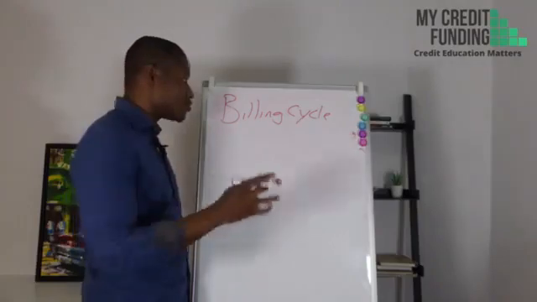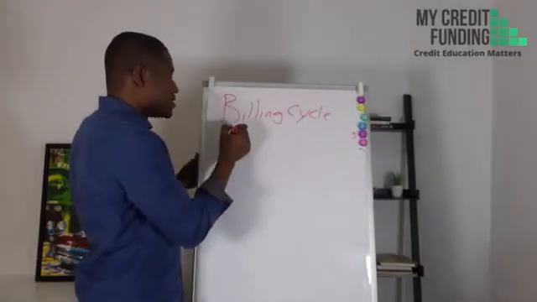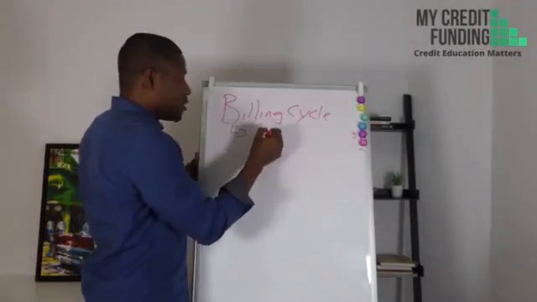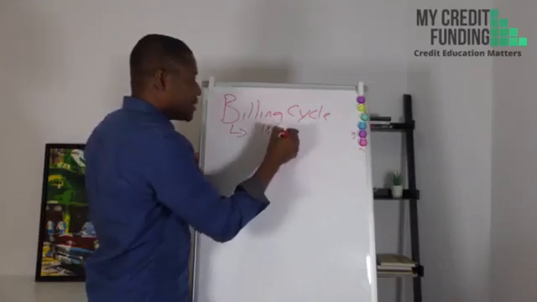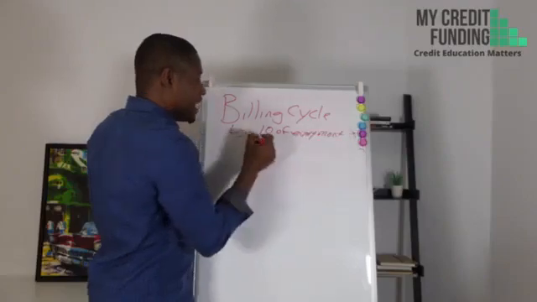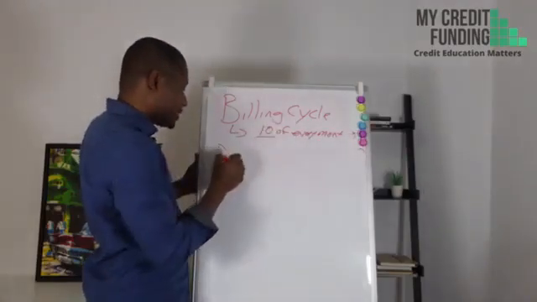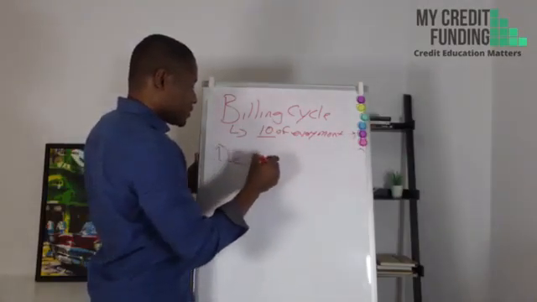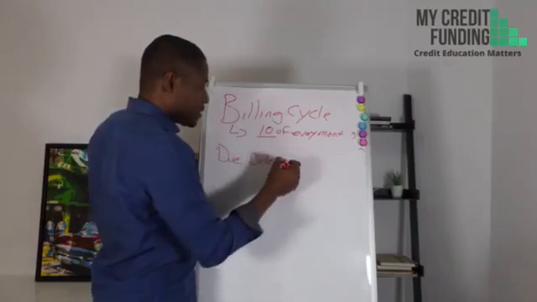Your due date changes. So let's say your billing cycle is on the 10th of every month. The 10th of every month. Your due date, as I mentioned, is on the 5th of every month.